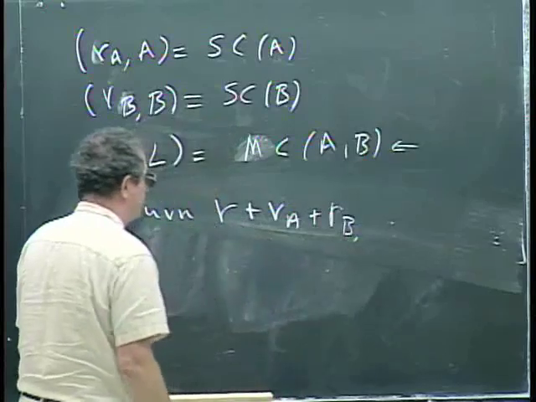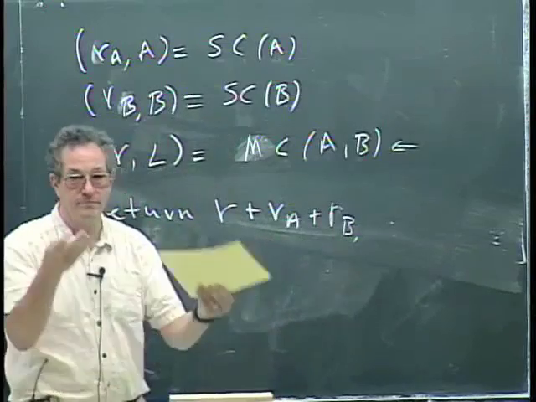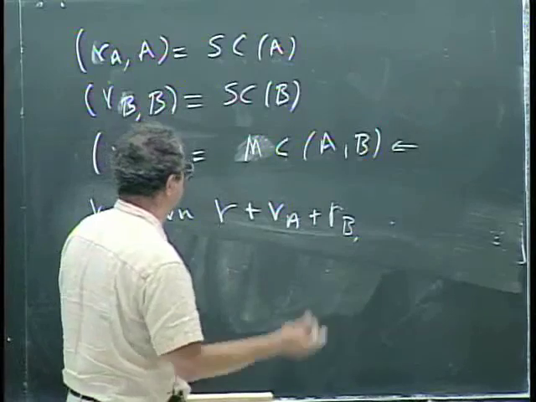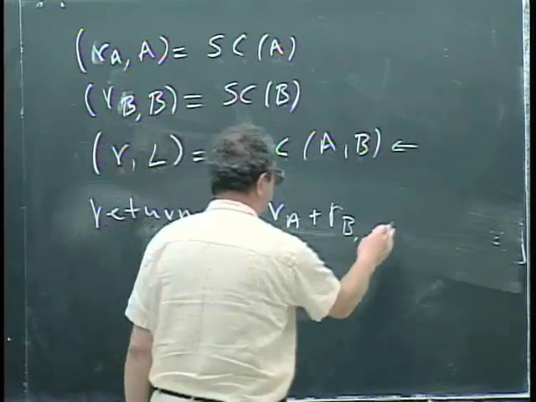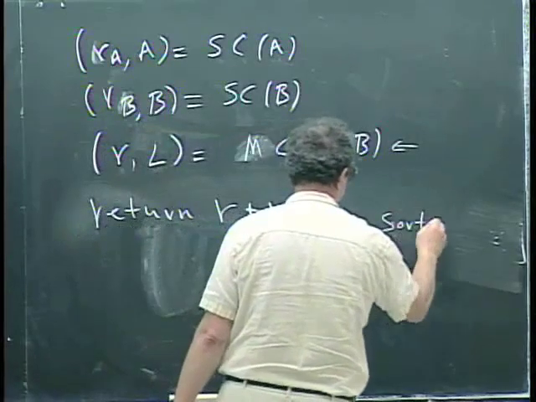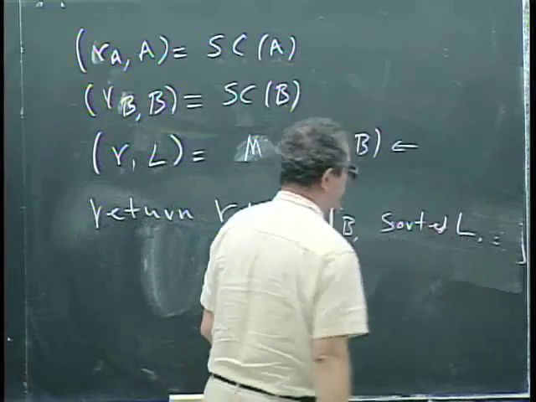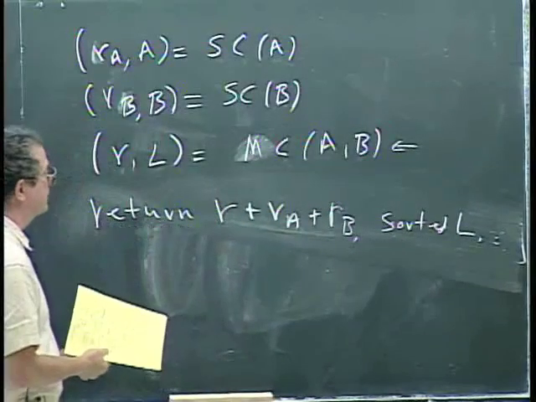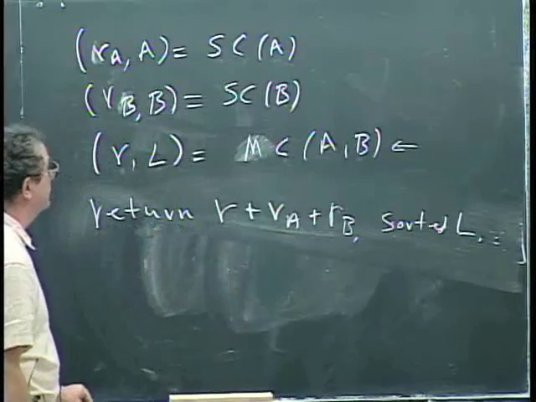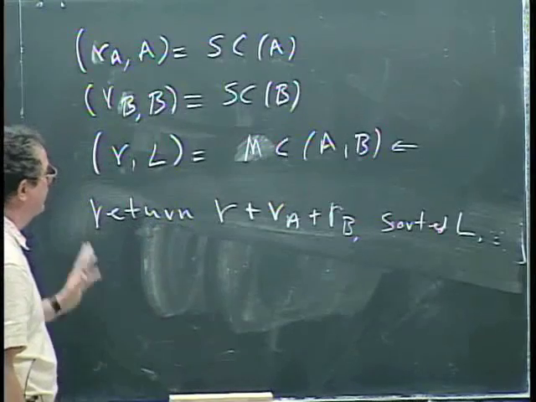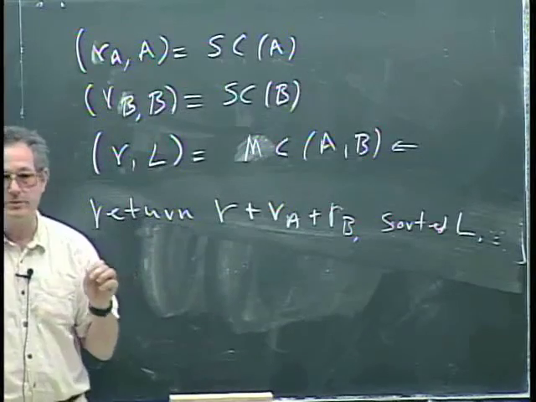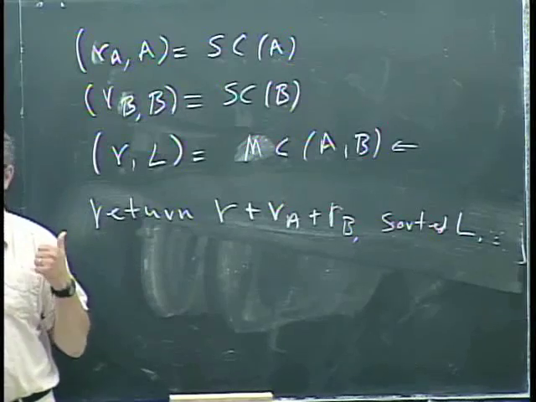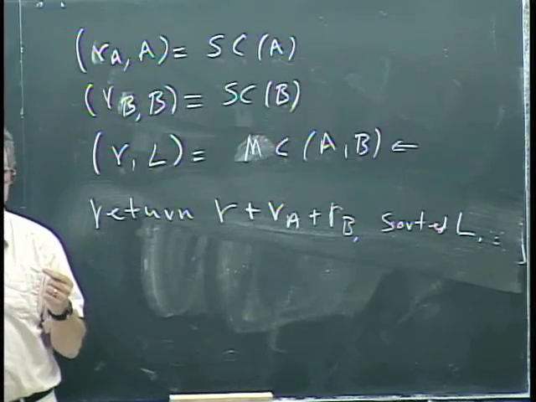And you also want to return, when you're popping back up the recursive stack, the sorted list L. Okay, so that's the whole deal on that algorithm. Now, two basic questions we always have. Is it correct? And what's its worst case running time?